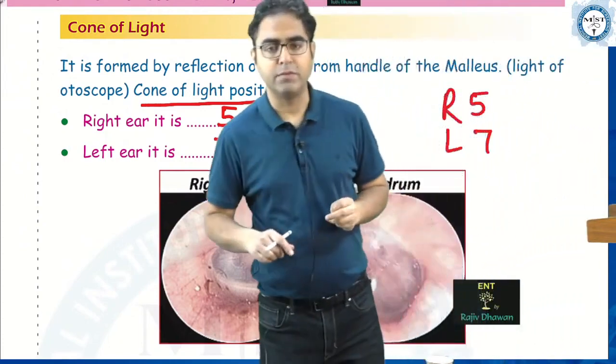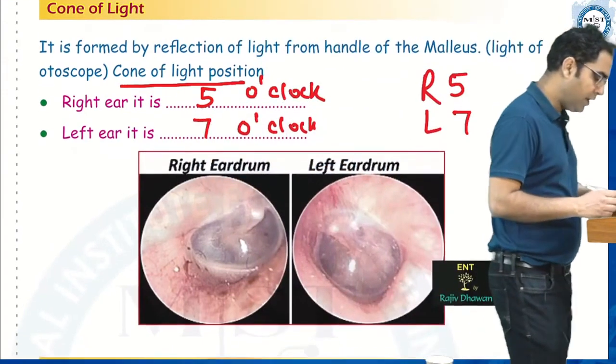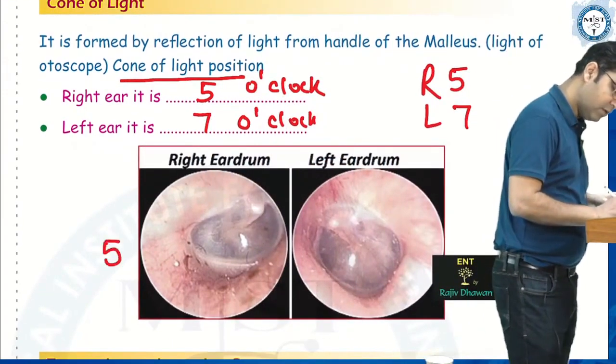Okay, right 5, left 7, beta. Okay, now this one is right. Write down right 5, left 7, beta.